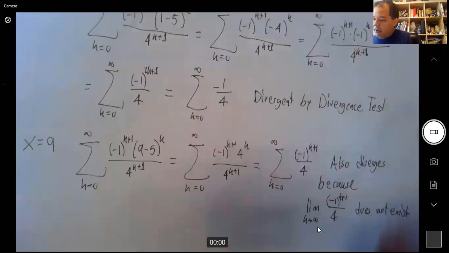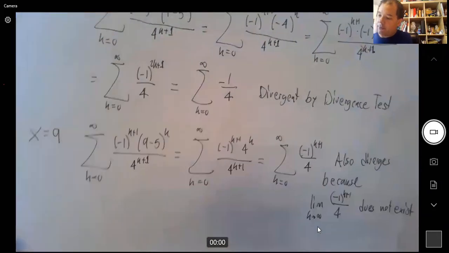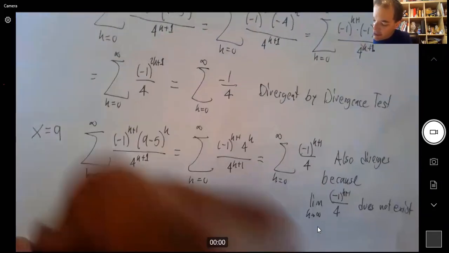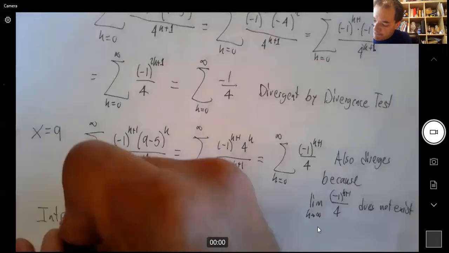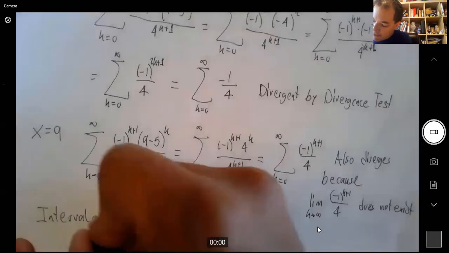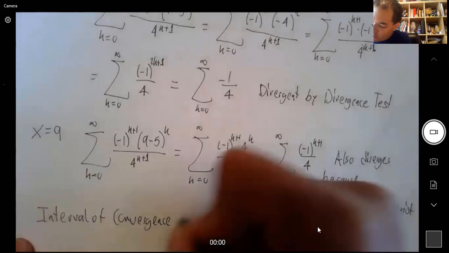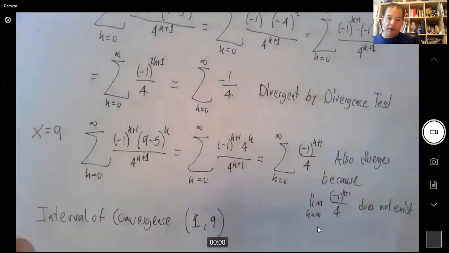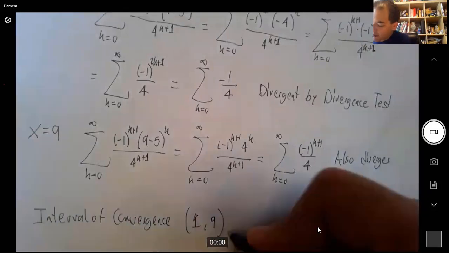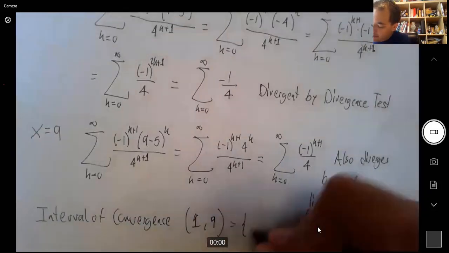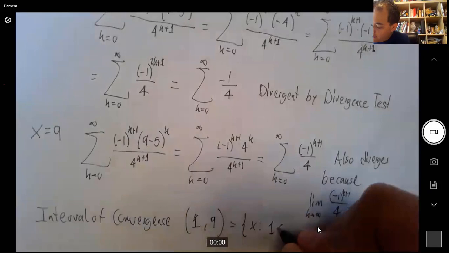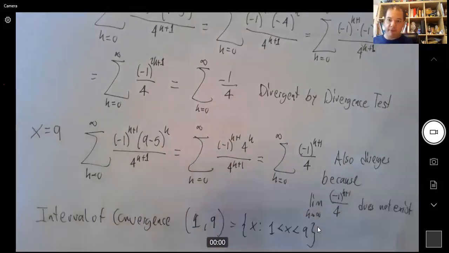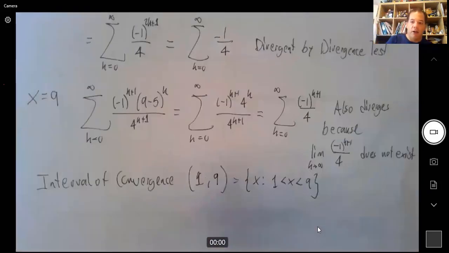So then the interval of convergence of this series is 1 to 9, open on both sides, right? So these are the x's that are strictly between 1 and 9. All right. Questions?